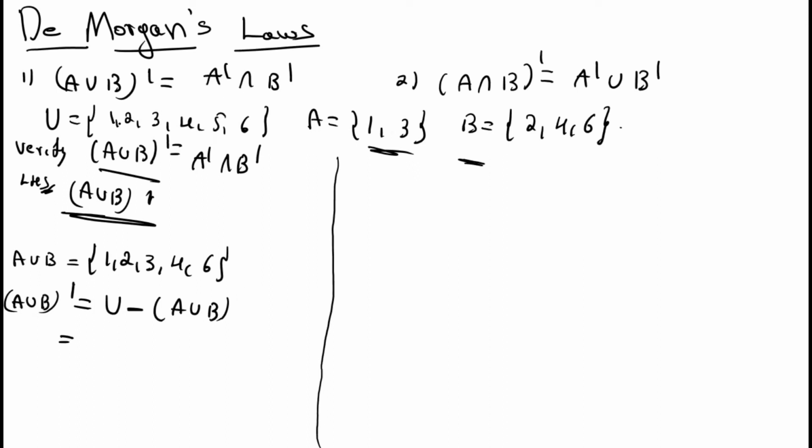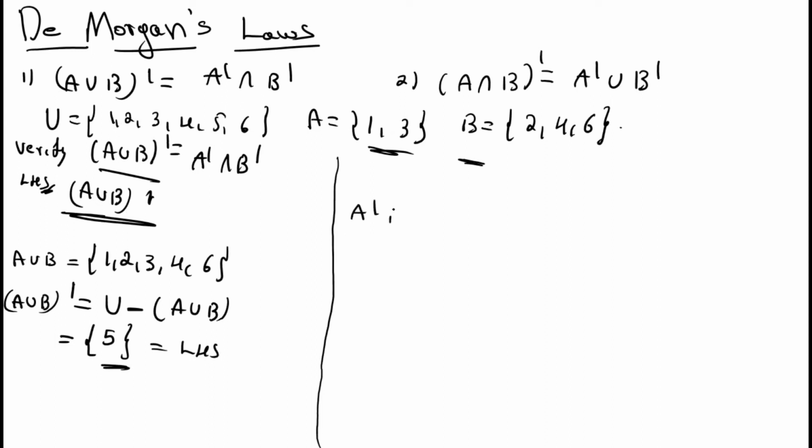See, 1 is there, 2 is there, 3 is there, 4 is there, 6 is there. Only one element is remaining, right? That is 5. Okay, this is equal to the LHS value. Now calculate the RHS value. What is RHS?